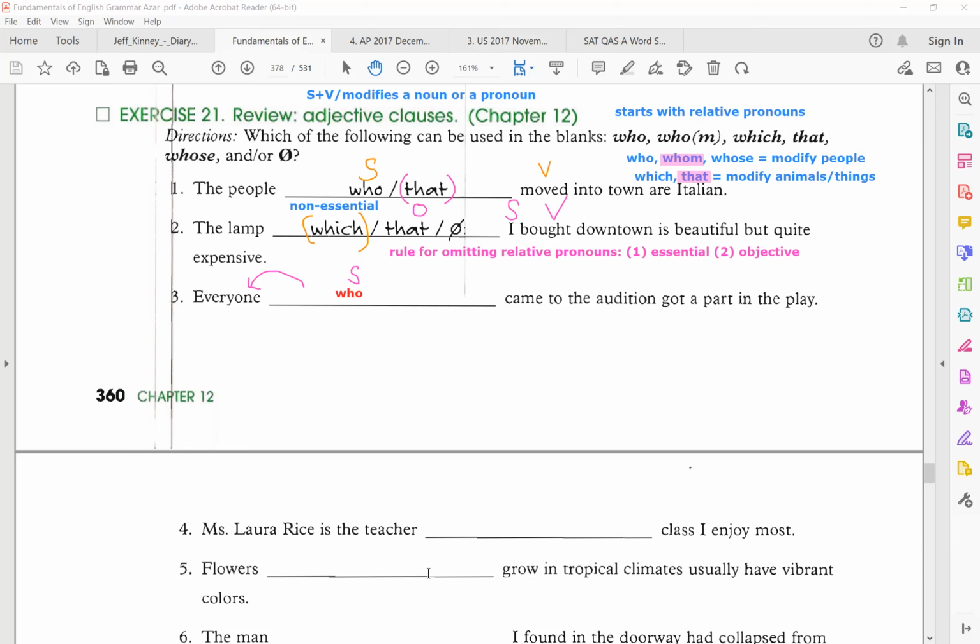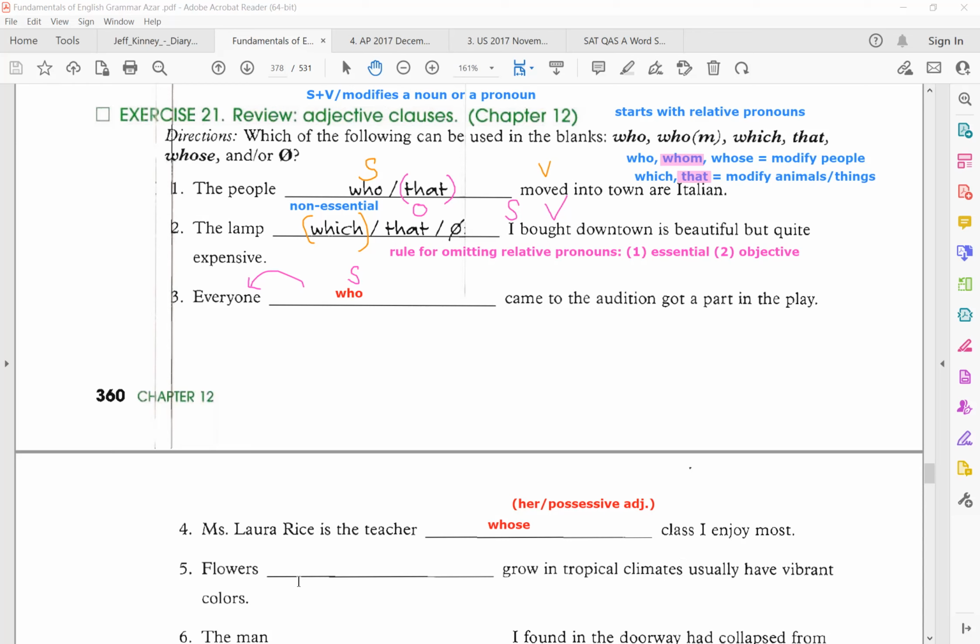Okay, and if we look at number 4, Miss Laura Rice is the teacher, and I enjoy her class the most. So we want to use her, which is a possessive adjective. And when we use a relative pronoun in the possessive adjective case, we would use whose. Whose class I enjoy most.